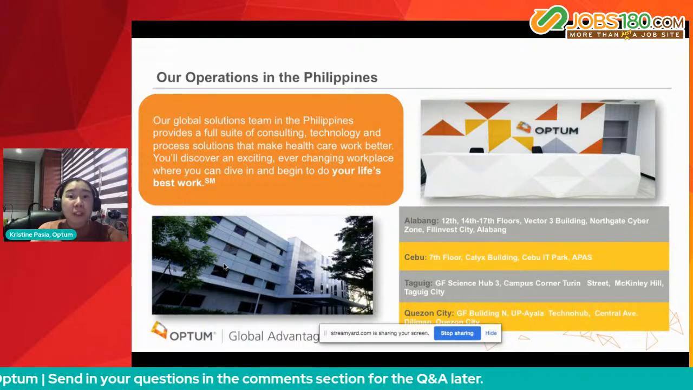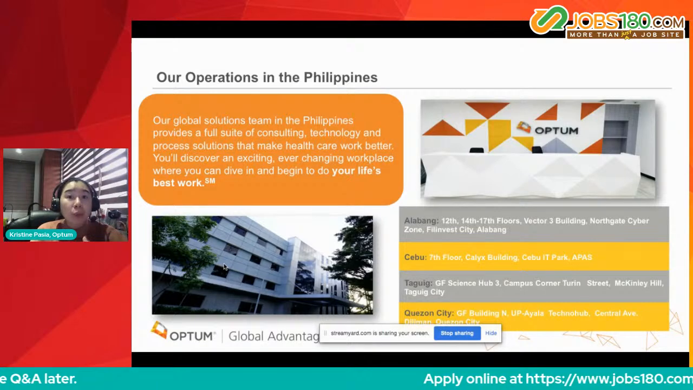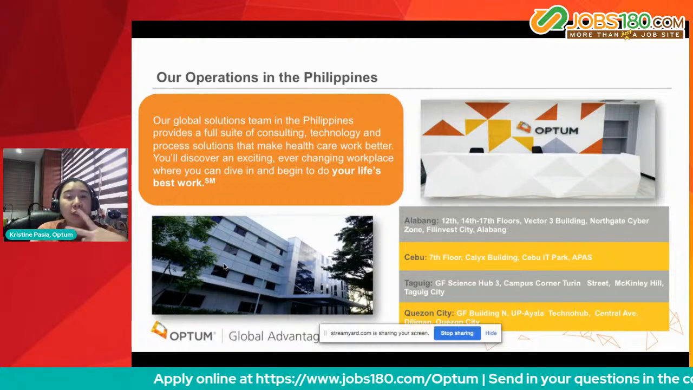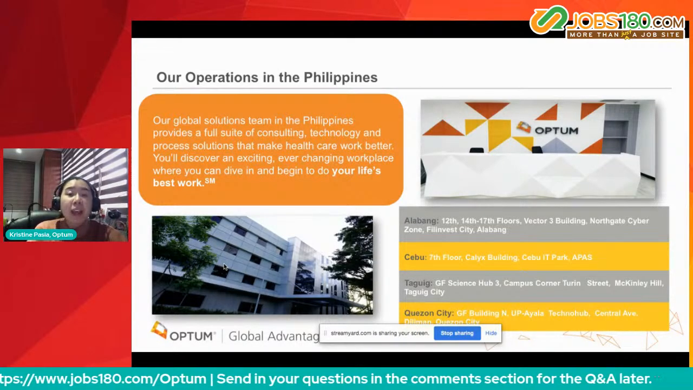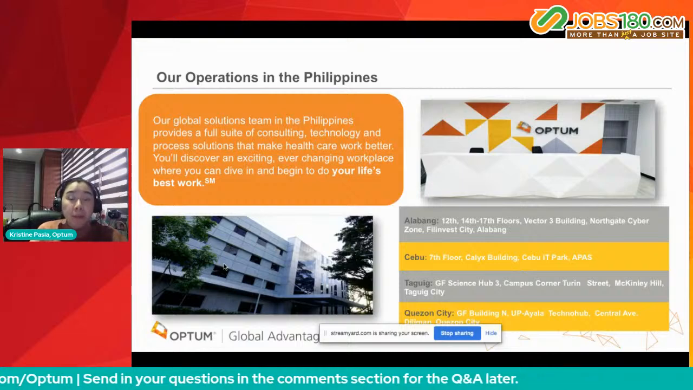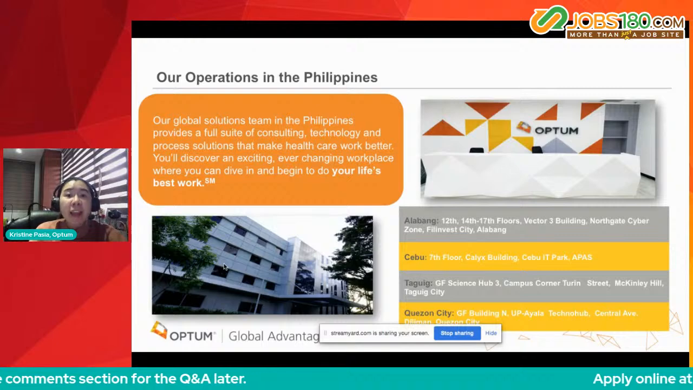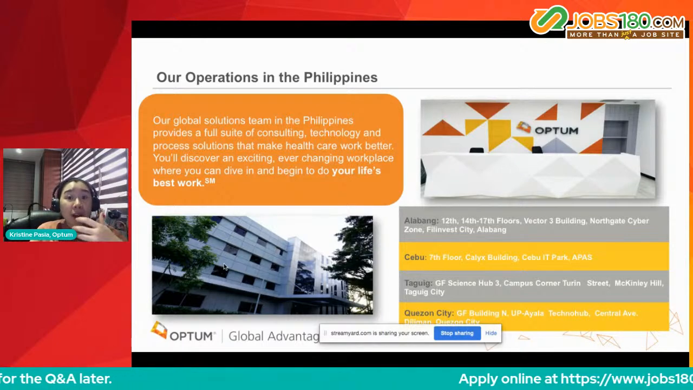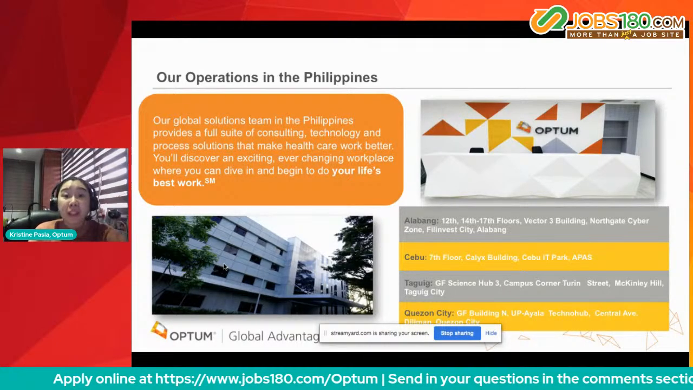We do have two buildings there. And then our second site would be in Cebu, which is in IT Park, and we also have two buildings there, in the Cebu Business Center and also in the Philinvest building. Our third site would be located in Quezon City. This would be in UP Techno Hub, and we also have two buildings there. And lastly, we have our site in Alabang in Muntinlupa. This would be in Northgate Cyber Zone, where I believe we already have three buildings for Optum.